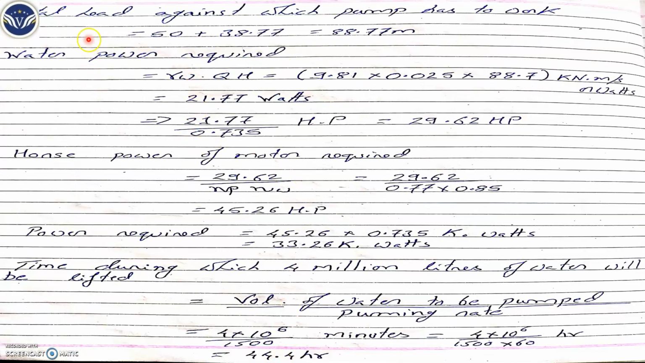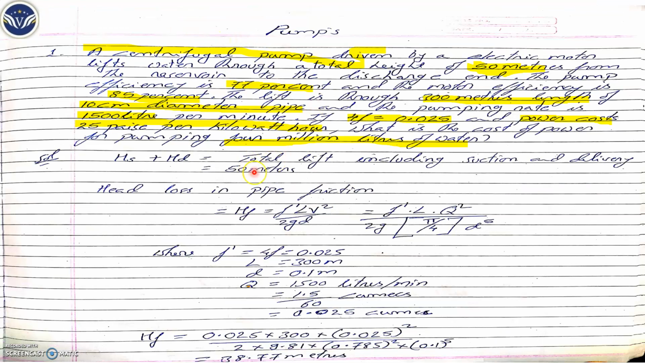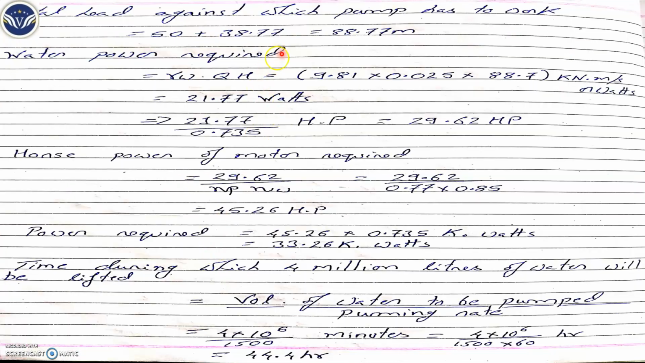So now the total head, as I stated earlier, is HS plus HD plus HF. So HS plus HD is 50 and HF is nothing but 38.77, as we have stated here itself. Okay. Now, so that is H. So H is around 88.77. Okay.